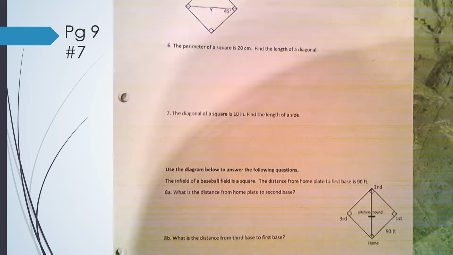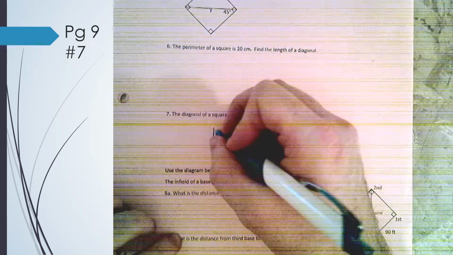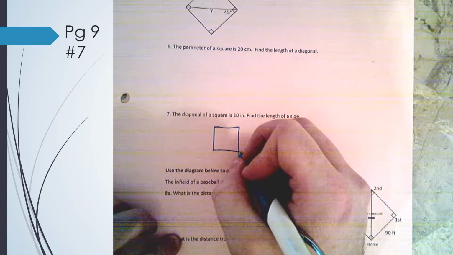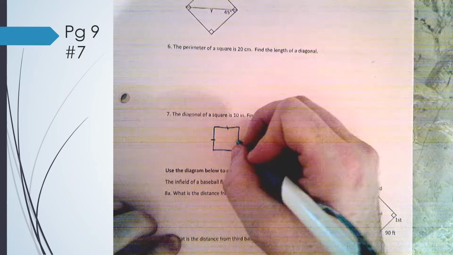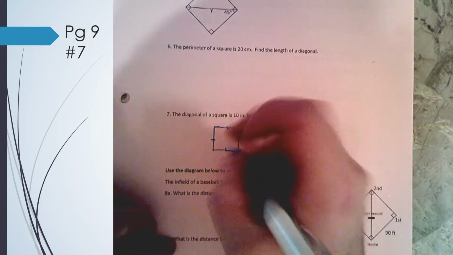Okay, so the next problem we're looking at is page 9, number 7. Now, this one says the diagonal of a square is 10 inches. Find the length of a side. So, first thing I'm going to want to do is go ahead and draw it out. So, I'm dealing with a square. So, all sides must be equal. And then what they told me the length of was its diagonal.